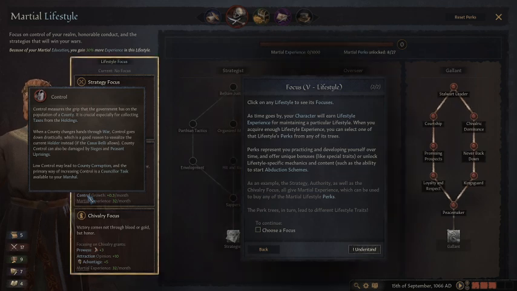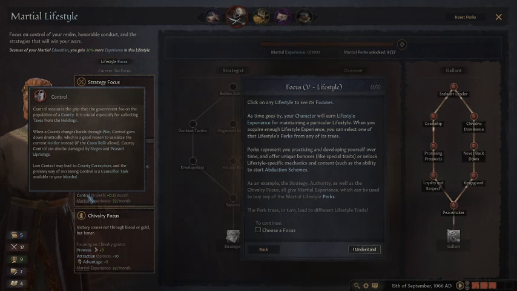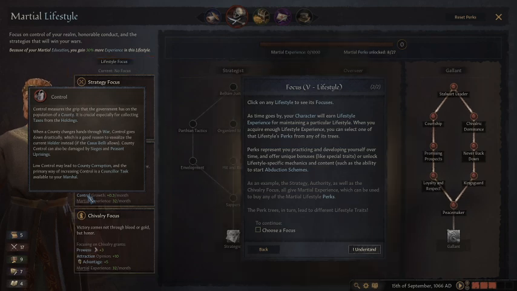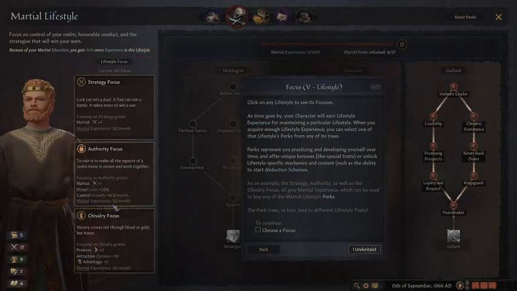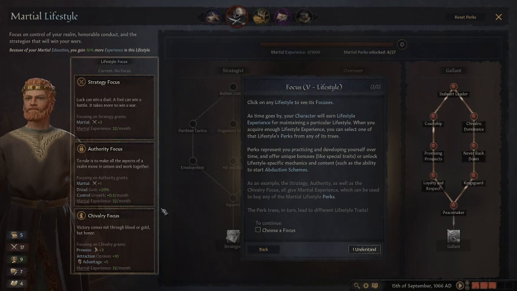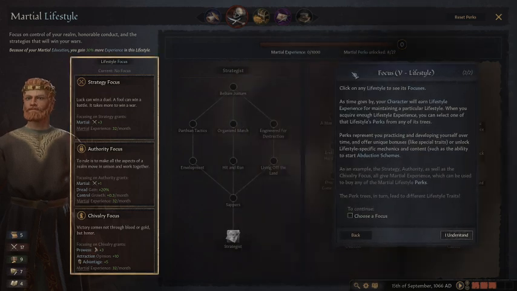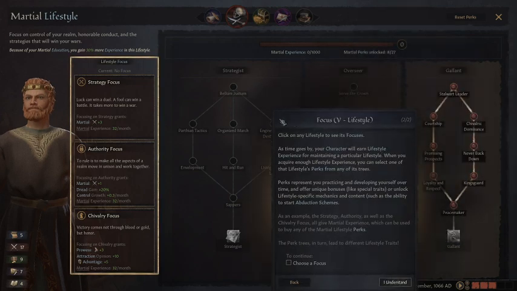Now, county control can also be damaged by sieges and peasant uprisings. Low control may lead to county corruption, and the primary way of increasing control is a councilor task available to your marshal. I mean, if I go with strategy focus, I can just go ahead and have a whole 20 marshal.